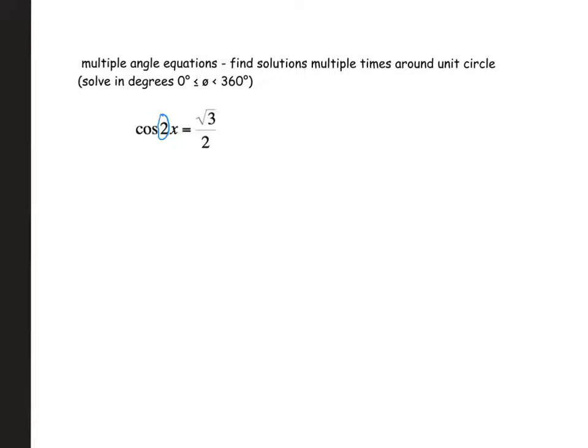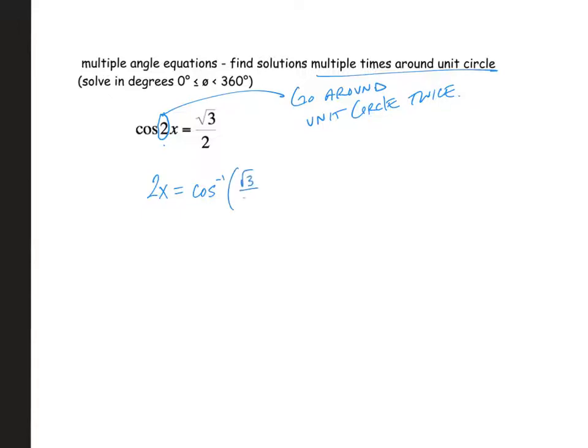So these are called multiple angle problems, and whatever that number is in front of the x, that's indicating how many times you're going to go around your unit circle. So in this particular problem, that means we're going to go around the unit circle twice. Okay, so you're going to start solving it just like we did in those other examples. In order for me to get rid of that cosine, I can take the inverse cosine of square root of 3 over 2.